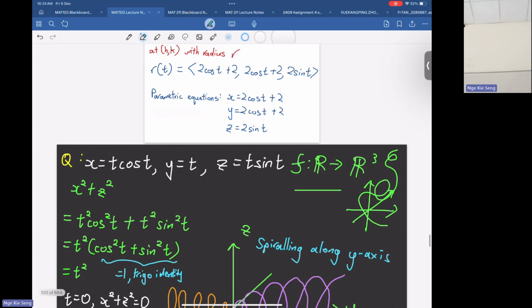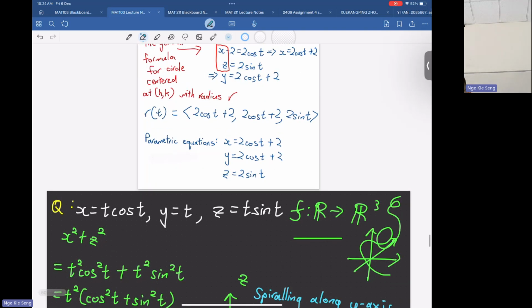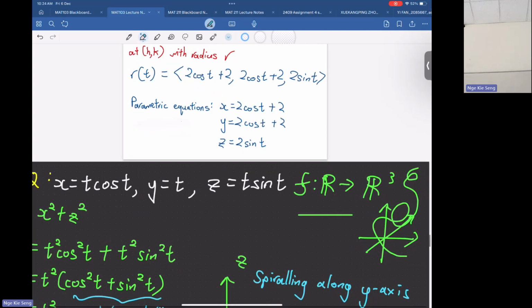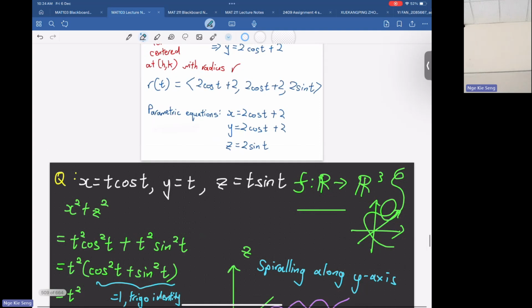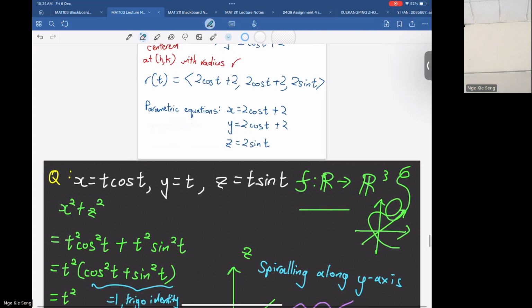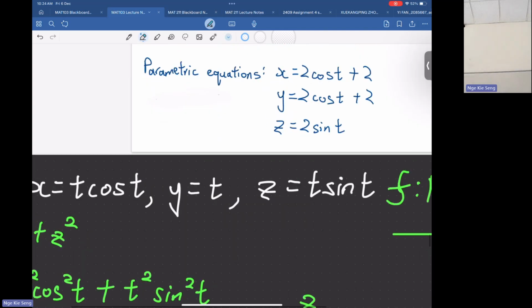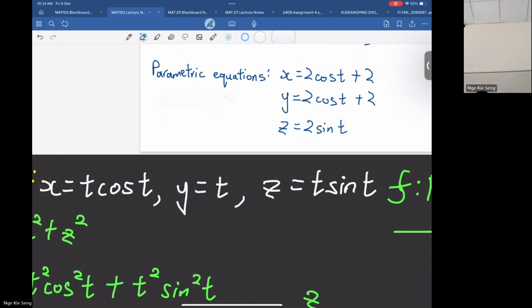Okay, let's continue. This example here was tried by my previous student in AIT. They picked it from the textbook, I think it's one of the questions in the textbook. x equals t cos t, y equals t, and z equals t sine t.